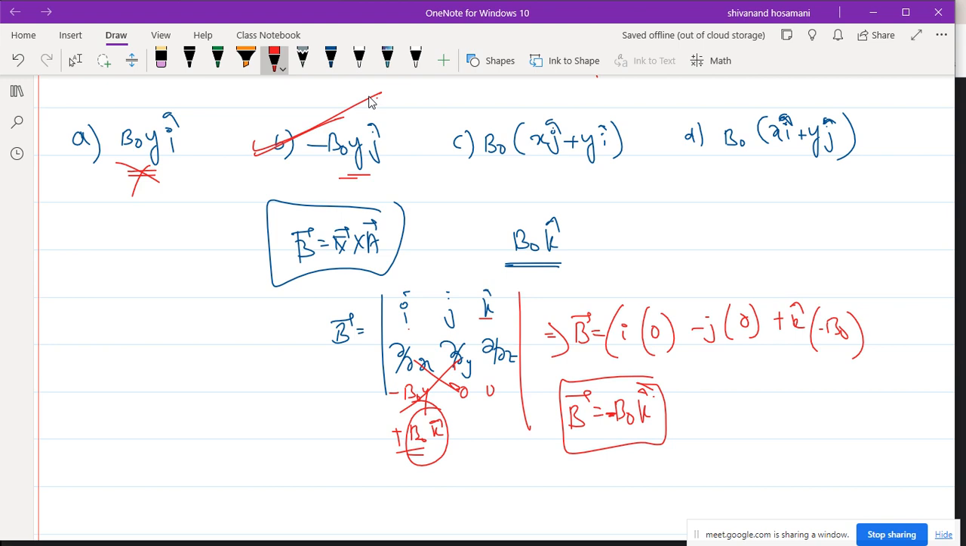Okay, next is magnetic boundary conditions. Sir, B naught minus B naught y J cap is, sir.